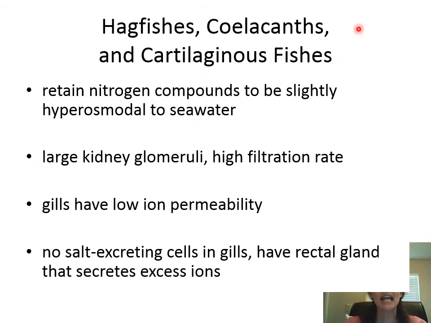Hagfishes, coelacanths, and cartilaginous fishes, they're a little different. So they actually keep compounds in their blood so that they're slightly hyperosmotal to the seawater. So they keep their blood concentration a little higher than the seawater, then they don't have to fight that big balance anymore. They do have large glomeruli in their kidney, giving them a high filtration rate. And their gills have a fairly low permeability to ions. They don't have those salt excreting cells in the gills that we saw in the teleosts, but they do have rectal glands that will allow them to excrete excess ions if they need to.